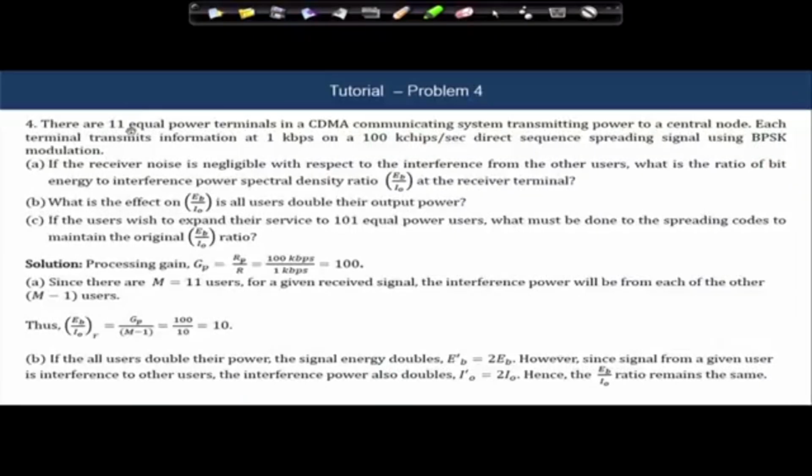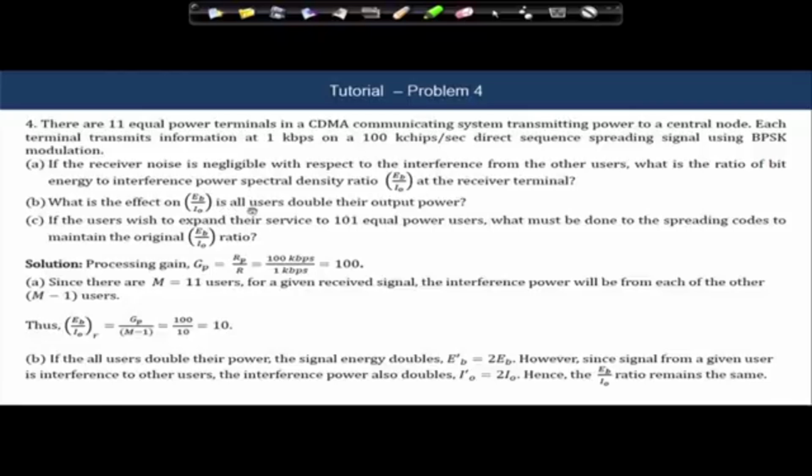What we see here is we have 11 equal power terminals in a CDMA system, and all these 11 terminals are transmitting to a central node. So there is going to be interference from one user to all other users, that is each user to all other users. So the information rate is 1 kbps, and we have a chip rate of 100 kilochips per second, and we have been asked as to what is the ratio of bit energy, that is EB, to the interference power spectral density, which is I naught, at the receiver terminal in this case.